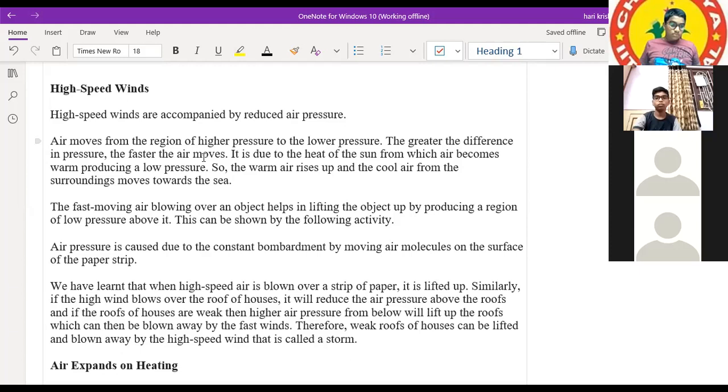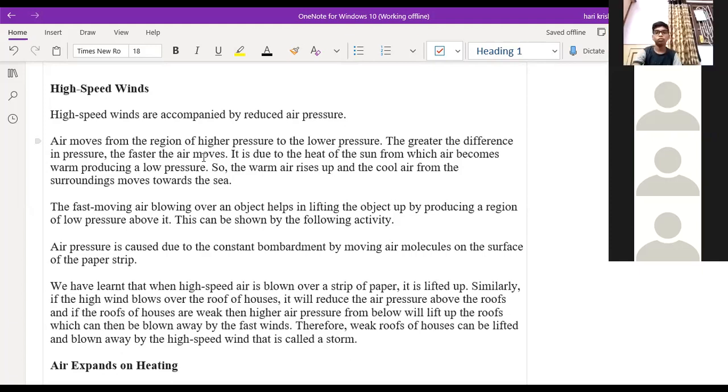Okay. So the fast moving air blowing on an object helps in lifting the object up by producing a region of low pressure above it. Understand this point? The activity is given in the textbook, but the point I have mentioned here. Air pressure is caused due to the constant bombardment by moving air molecules on the surface area of the air strip. What about this point? Is it clear or any doubts in this? Sir, it is clear, sir. Okay. So next point.